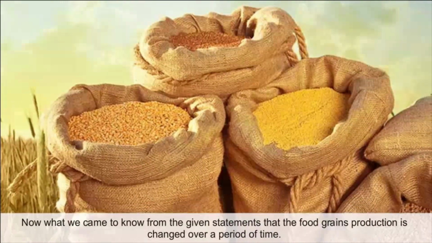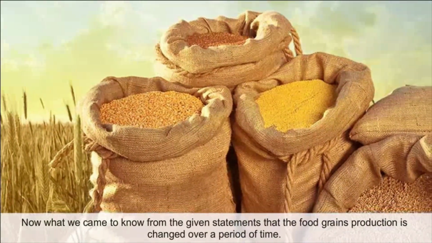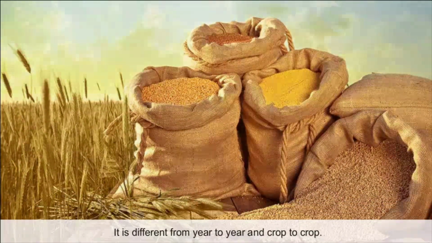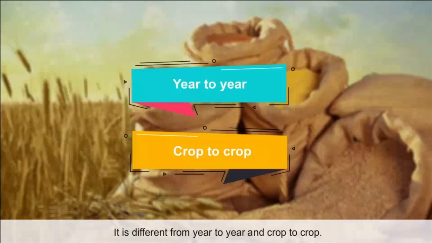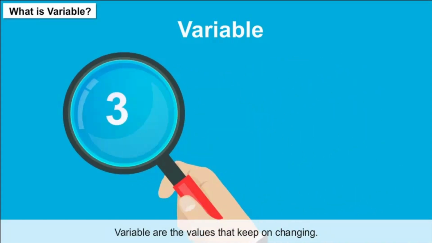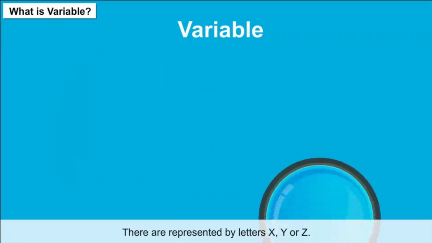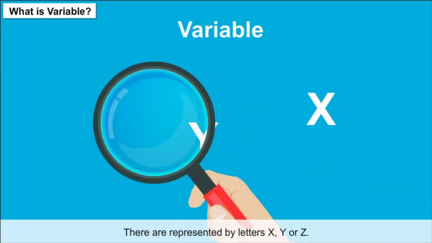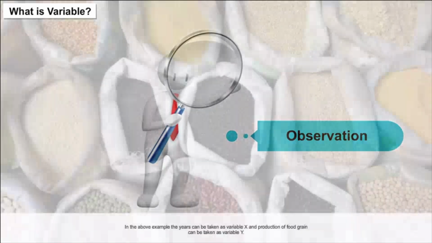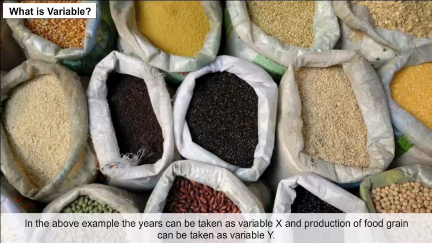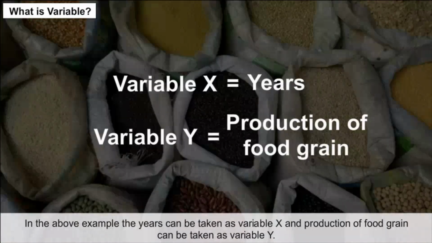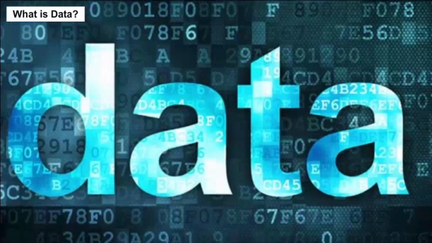Now what we came to know from the given statements is that food grains production changes over a period of time. It is different from year to year and crop to crop. What is a variable? Variables are the values that keep on changing. These are represented by letters X, Y or Z. The value of each variable is an observation. In the above example, the years can be taken as variable X and production of food grain can be taken as variable Y.